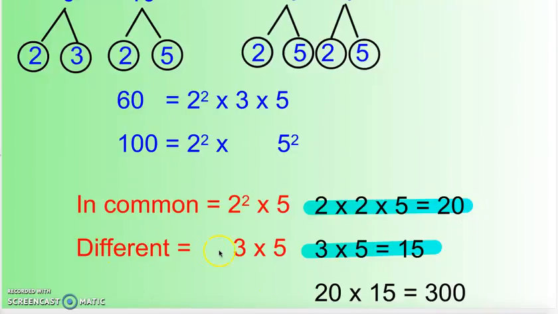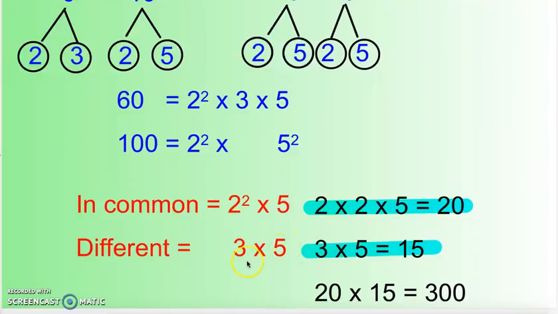Next, I'm going to find what is different. What is not the same between them? If you notice, this one has a 3 and this one does not. And so I'm going to put a 3 down. That's different. And the other thing that's different is this one has an extra 5. Because it has an extra 5, that is also something that's different among them. So I'm going to write down one more 5. This one, there's 1 5 that is different.